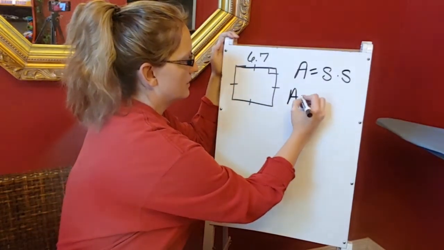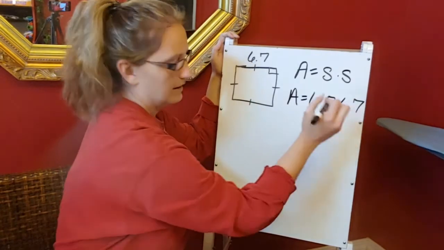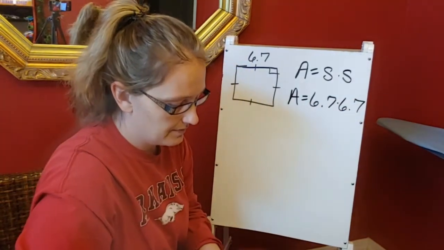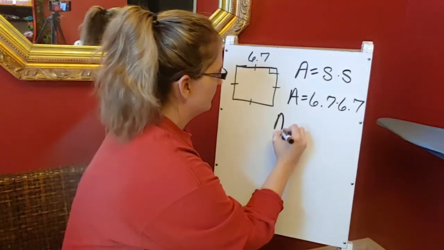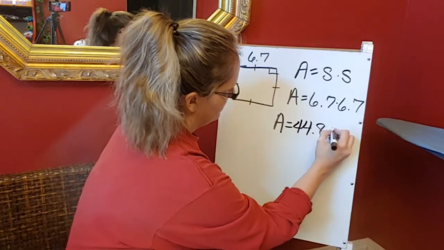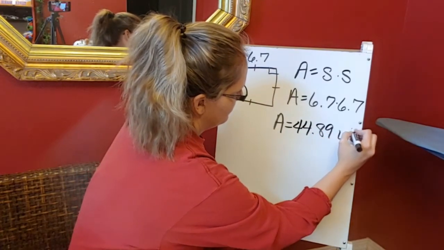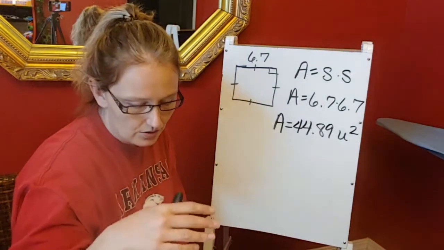So I'm just going to take 6.7 times 6.7. And so the area of this square is 44.89. Again, I don't know what my units are, so I'm just going to leave it in units squared.